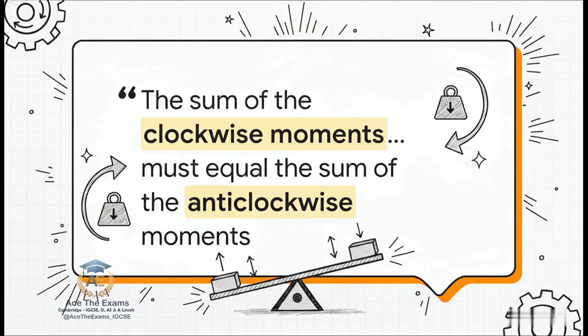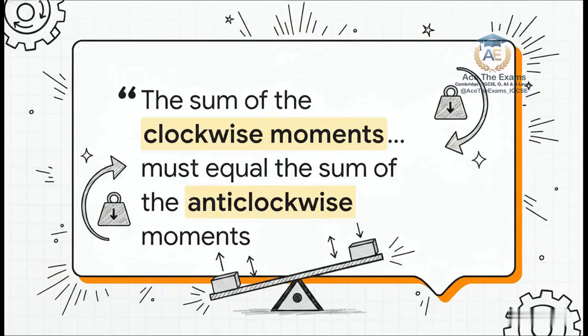The sum of the clockwise moments about any point must equal the sum of the anti-clockwise moments about that same point. See the phrase about that same point? If you forget to write that in your exam, you lose a mark. It is absolutely vital. You cannot calculate the clockwise moment from one pivot and the anti-clockwise moment from a different spot. They must be referenced from the exact same point to be in equilibrium.